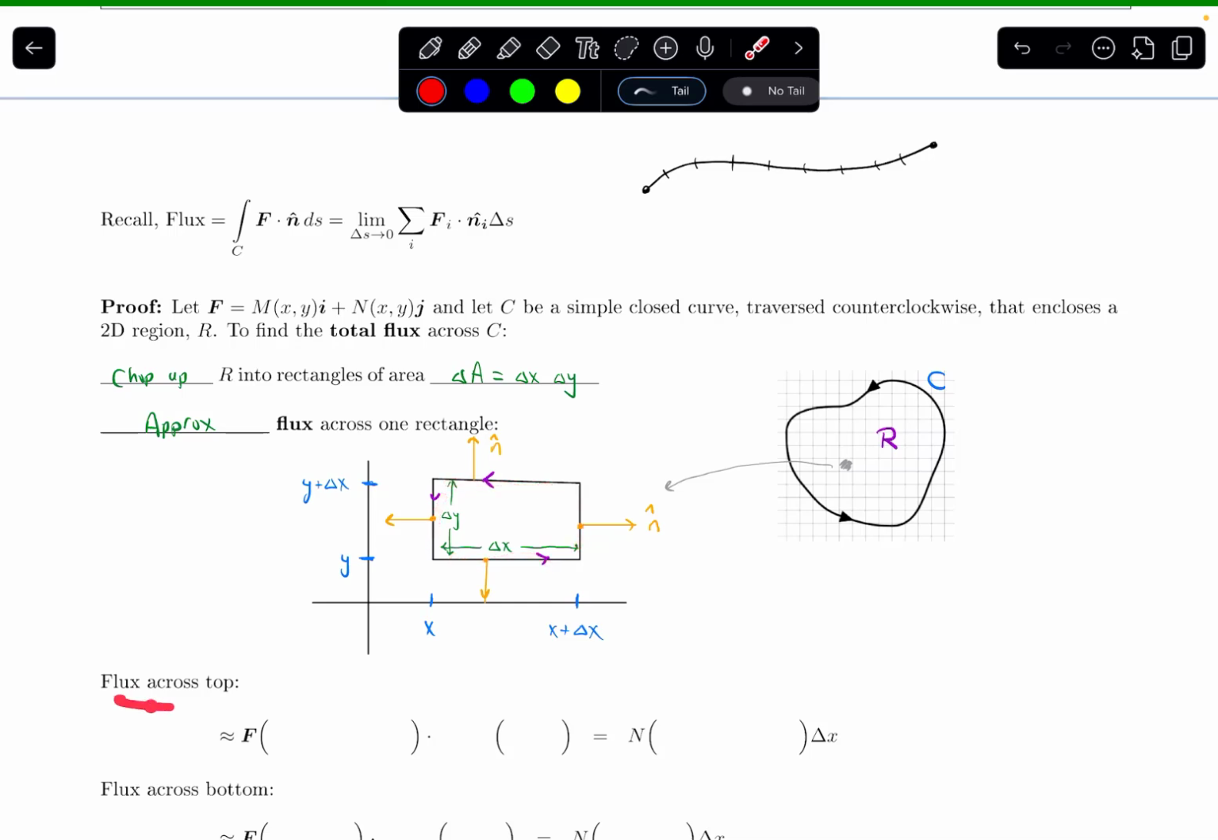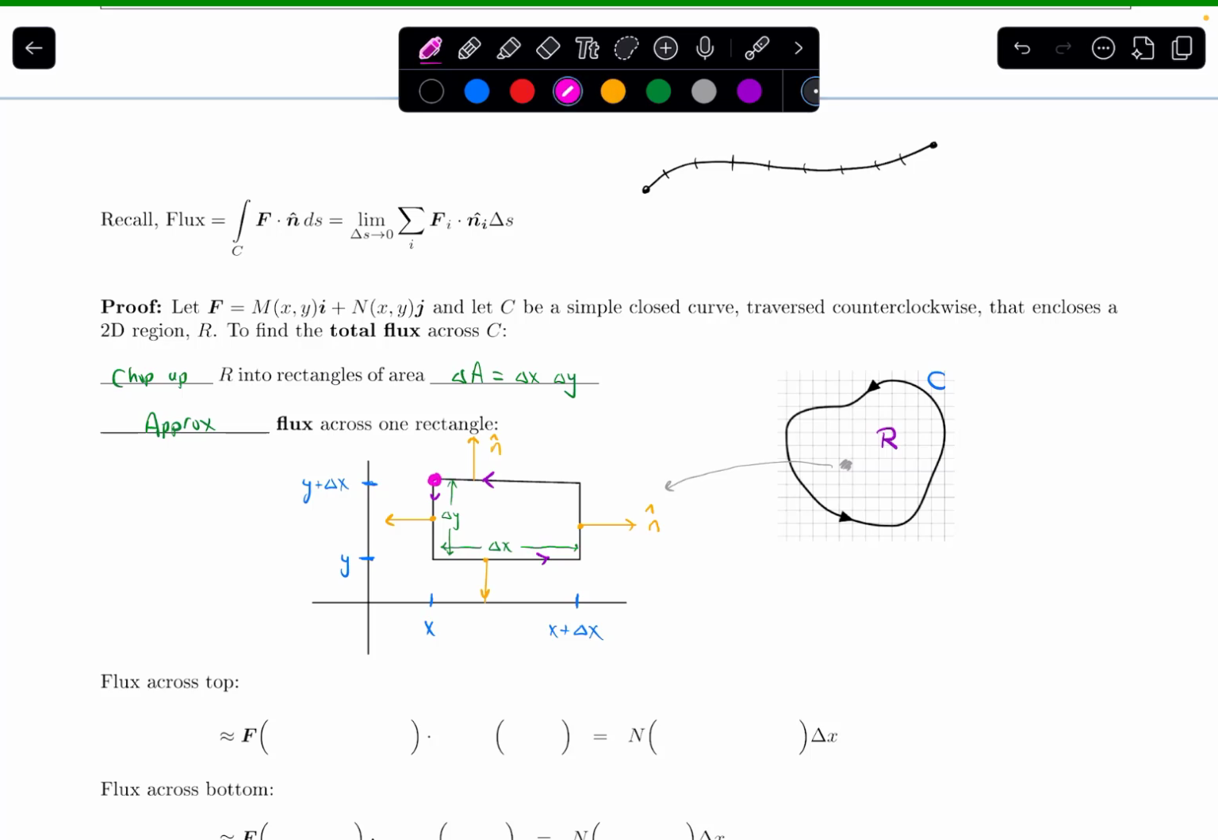So let's start off with the flux across the top. And I'm going to approximate this. I'm going to use the idea that I have from this Riemann sum by taking some test value, finding my vector field at that test value, dotting that with the normal vector, and then multiplying that by the length of that curve. So for the top, what I'm going to take as my test point is this point on the left.